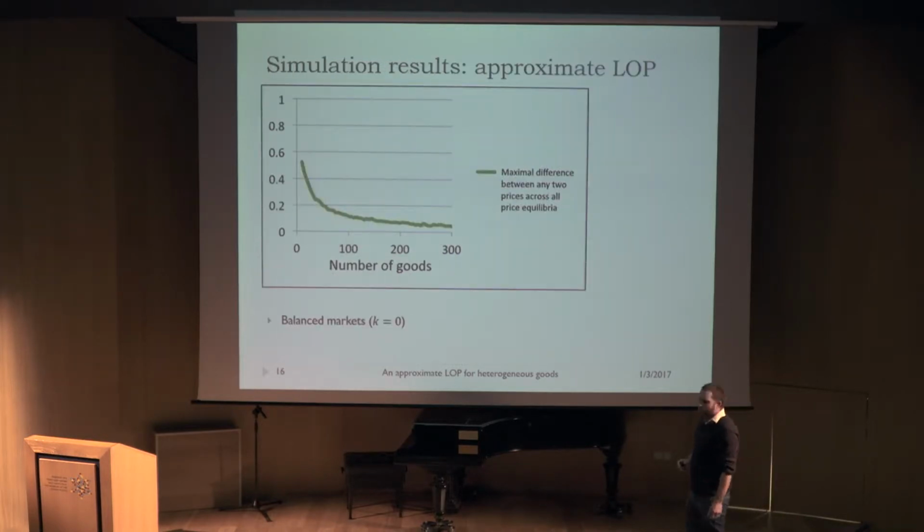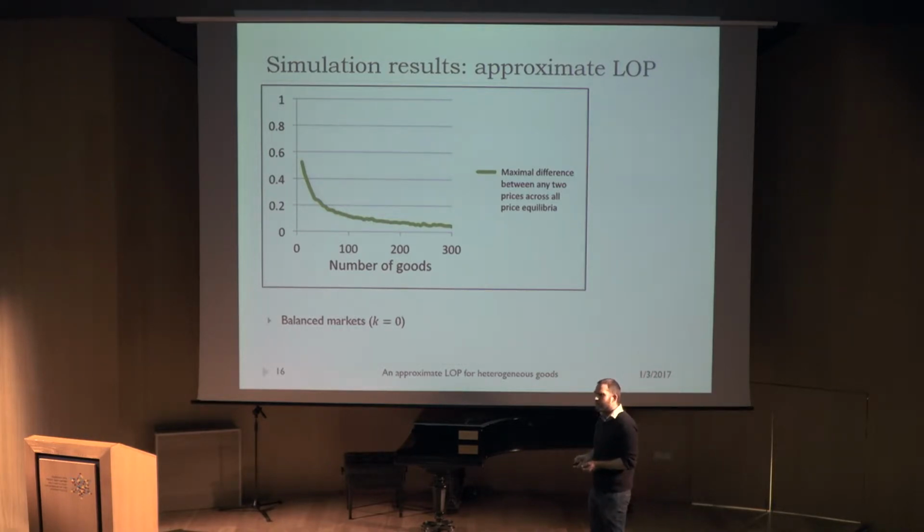Okay, and here is what I get if I do a simulation. I just randomize markets with different number of goods and the same number of buyers, okay? And I look at all possible price equilibria. I'm skipping how to do that, but I'm looking at all possible price equilibria and I look at the biggest difference between any two prices in any equilibrium. And this is how this difference behaves. It goes down as the size of the market grows large, okay?